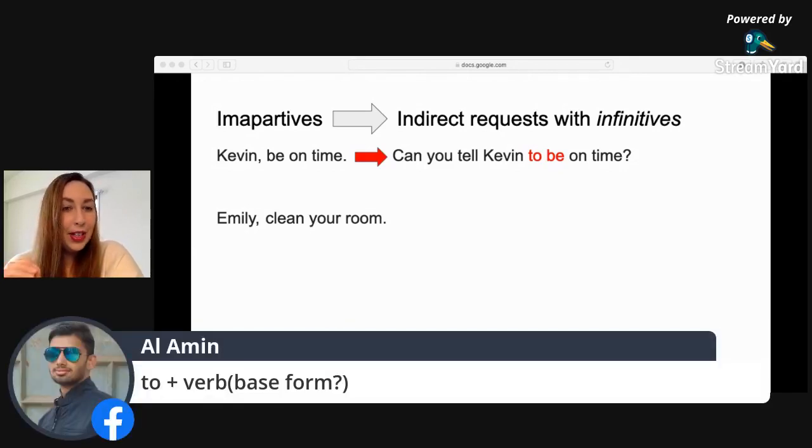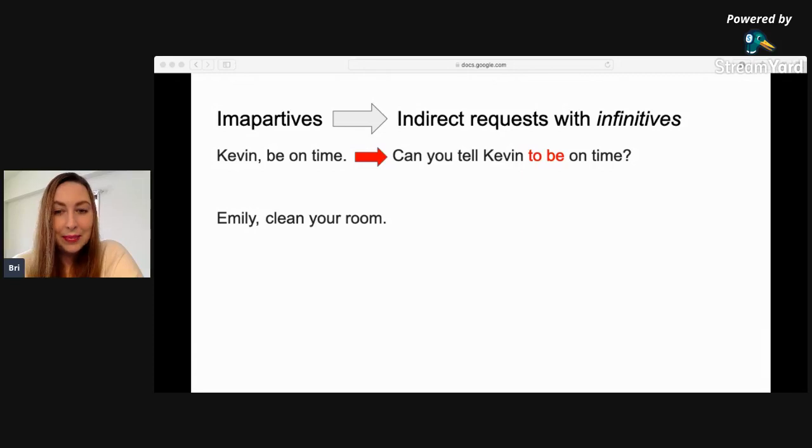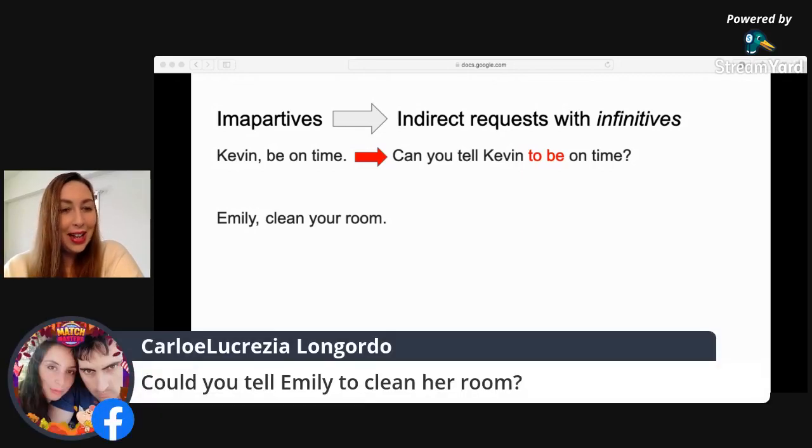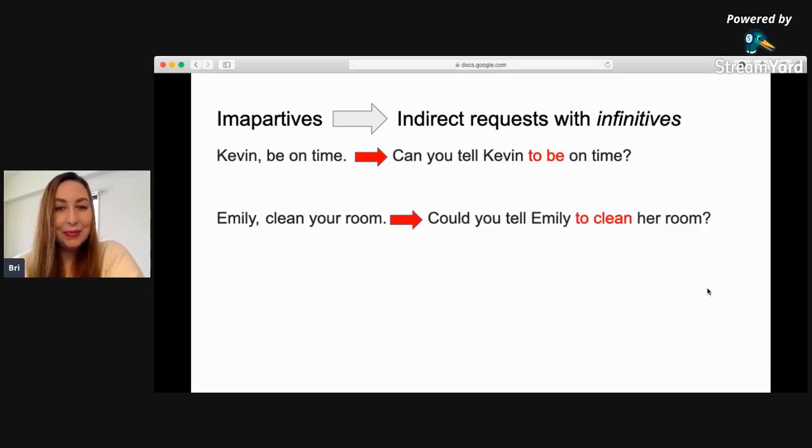Yes, the infinitive is to plus the base form of the verb. That's correct. Okay. Oh, could you tell Emily to clean her room? Oh, very good. So, exactly. Could you tell Emily to clean her room? Perfect. Excellent, you guys. Okay, we're going to go on to the next.